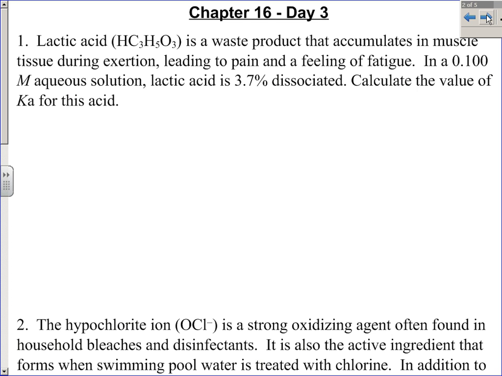Okay, next day we looked at our K problems. So whenever you have one of these equilibrium problems, the first thing you should always do is write down your reaction.